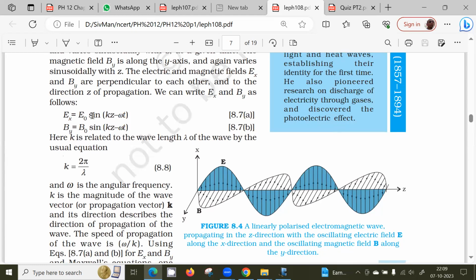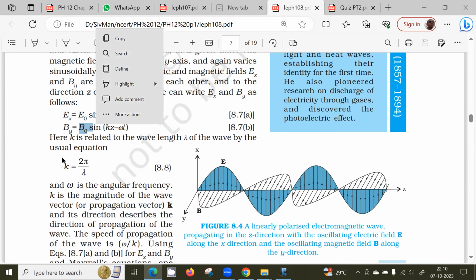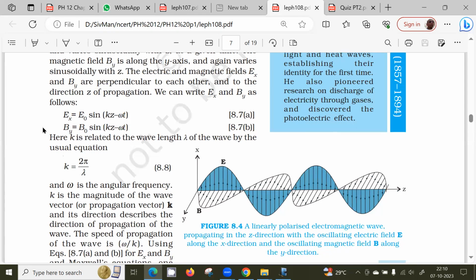Both electric and magnetic fields have the same variation. If it is sine of kz minus omega t for electric, magnetic is also sine of kz minus omega t, the same phase, no phase difference. Only the amplitudes can be different: E naught and B naught. What is the relation between E naught and B naught? They are also related; it cannot be arbitrary.